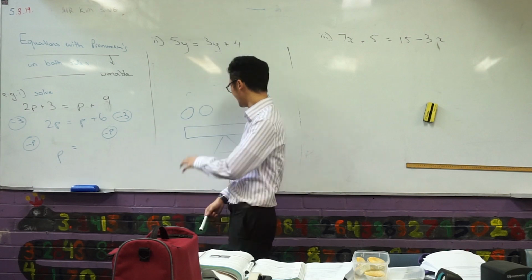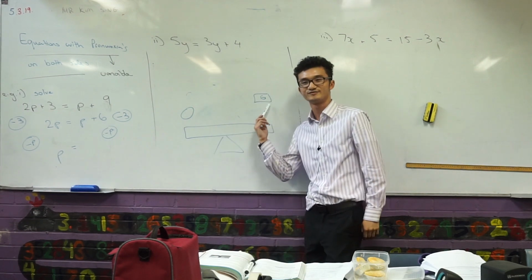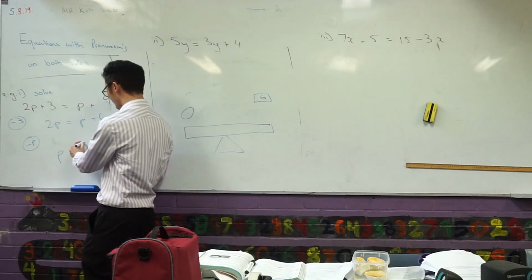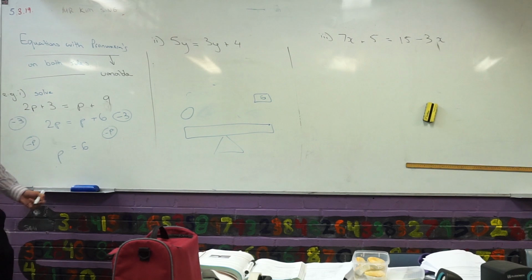What's going to happen here? If I ate one of these pies, they go away. What do I get left with on this side? 6. So what's one of my pies weighing? 6. Can you guys see that? Does that make sense?